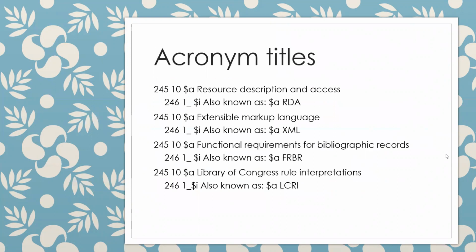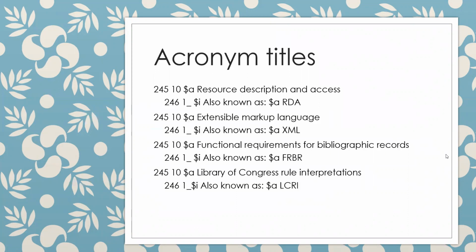So in the first one, we have a 245 10, and then we've got resource description and access in subfield A. So we're going to create a 246, first indicator 1, second indicator blank, subfield I, also known as colon space, subfield A, RDA. In the second example, we have 245 10, subfield A, extensible markup language, and then we're going to create a 246 1, second indicator blank, subfield I, also known as colon space, subfield A, XML.